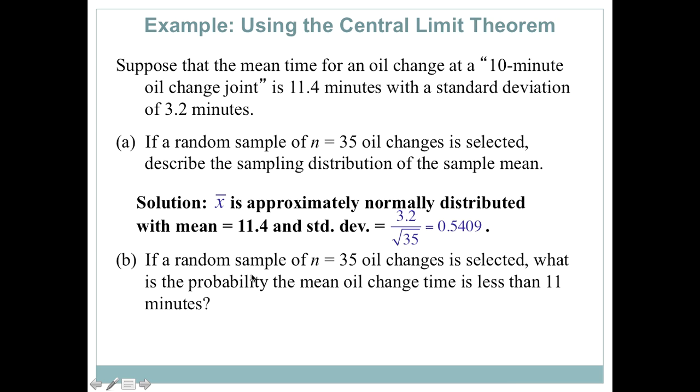So that is what you should do if you're asked to describe a sampling distribution. You want to talk about the shape, the center, and the spread. So shape was the normal, center was the mean, and spread was the standard deviation.